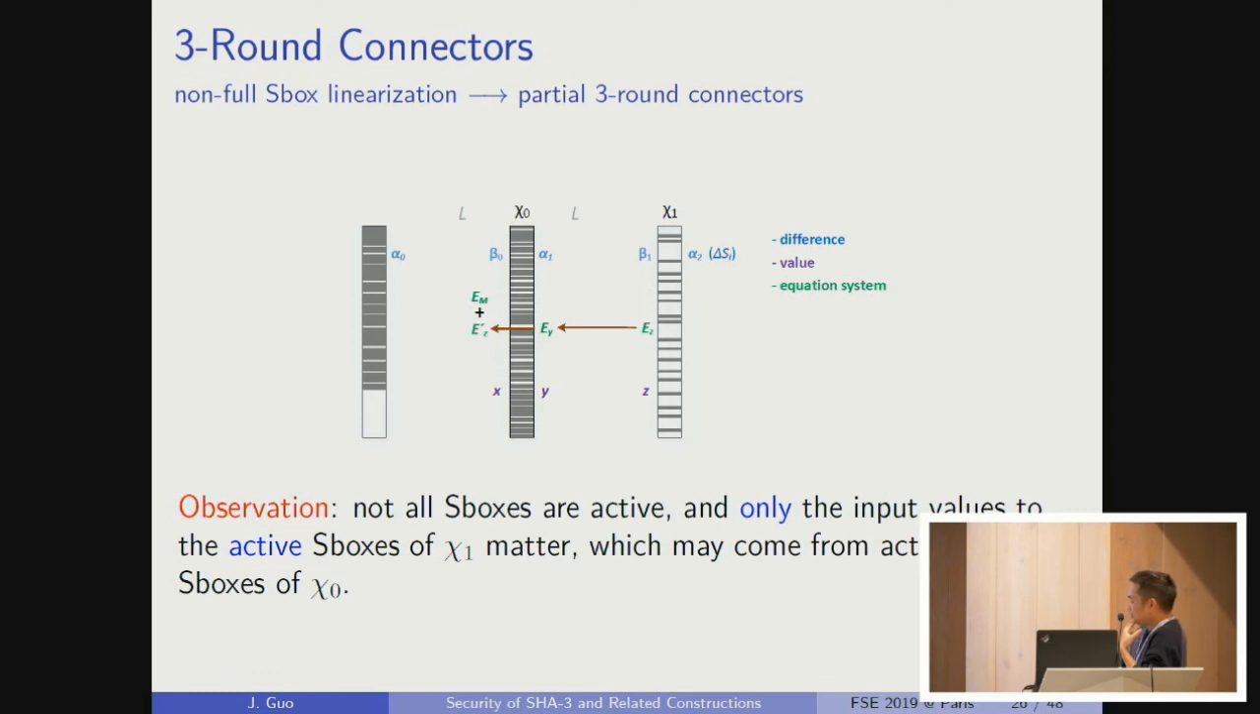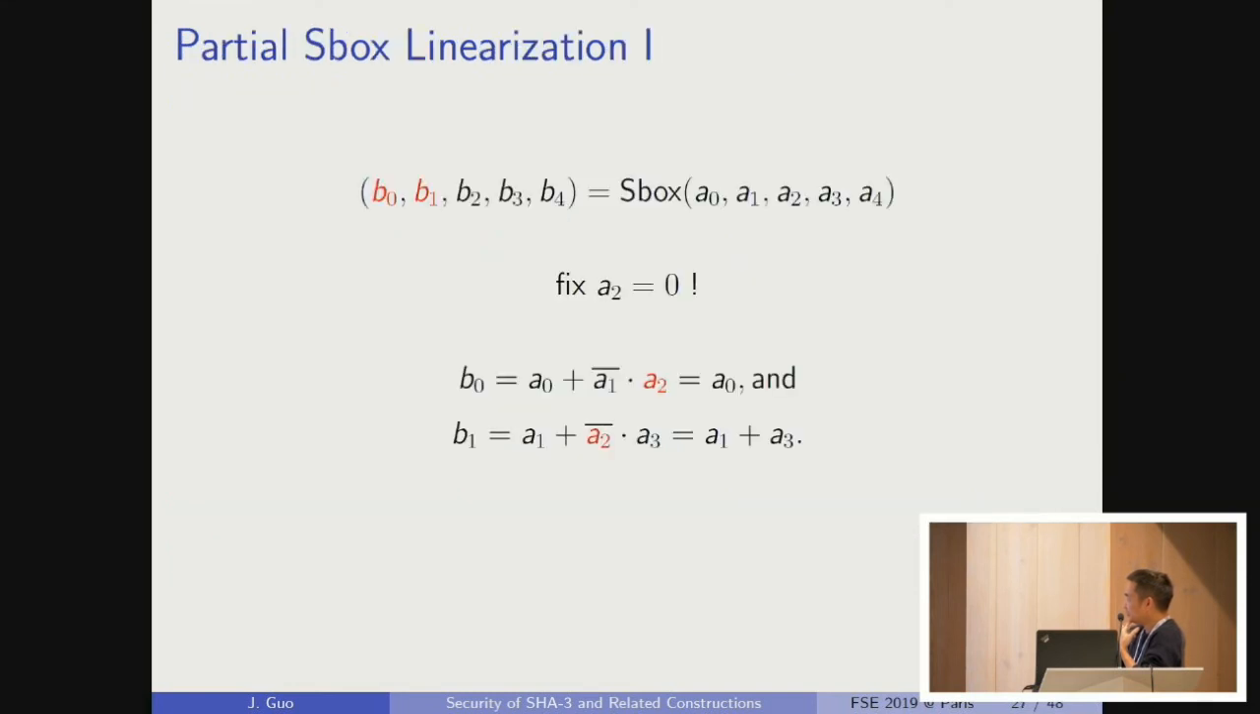Once we know what it is in the outputs of chi0, we know which S boxes are to be linearized. So we only linearize those active boxes of chi1 which matter, which may come from the active or inactive S boxes of chi0. It means that even for the chi0 layer, not all the S boxes are active. So we'll see for partial linearization what happens when the S boxes are active and non-active.